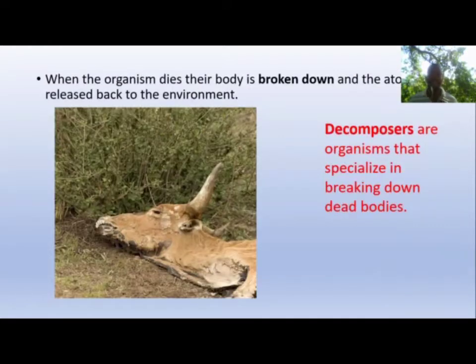Good. Now when the organism dies, right, the body is broken down and the atoms are released back into the environment. Now in red, I have some group of organisms there. I spoke about them in the food chain, in the energy flow relationships before, with food chains and webs. Good. Decomposers are organisms that specialize in breaking down dead bodies or waste matter. Good. So these are special types of organisms, and they are either fungi or bacteria. So I hope you're making note of that. So decomposers are either fungi or bacteria, and they actually specialize in breaking down dead bodies or waste materials.